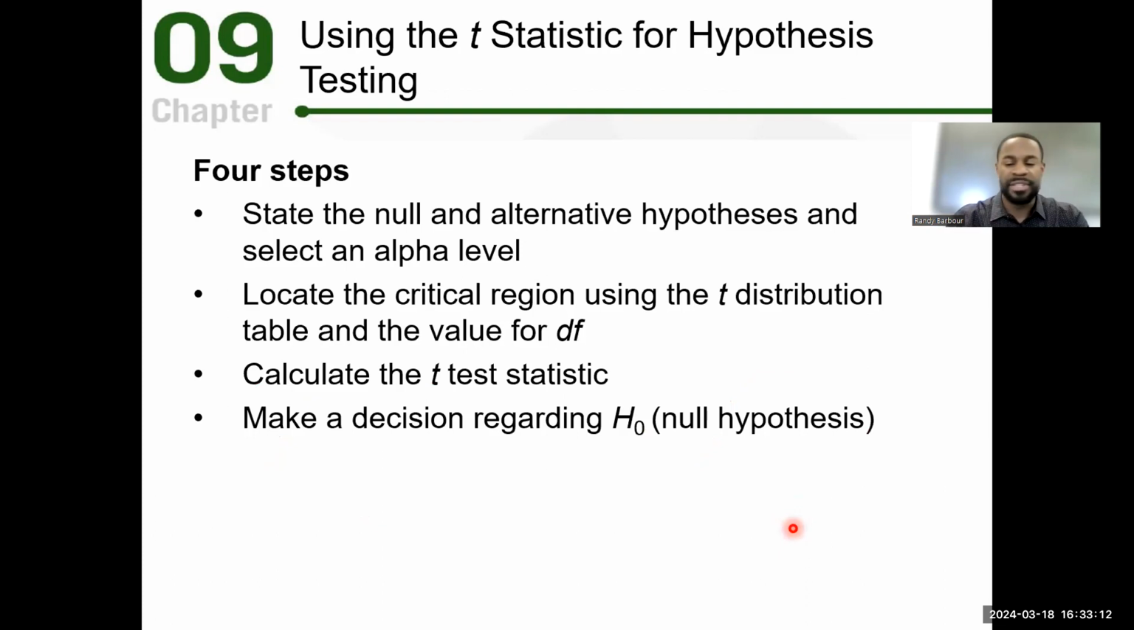All right. The steps that we talked about for hypothesis testing are all the same. You're going to state your null hypothesis and your alternative hypothesis. You're going to select your alpha level. You're going to locate your critical region using the t distribution.